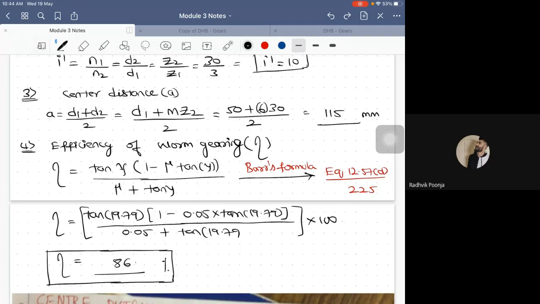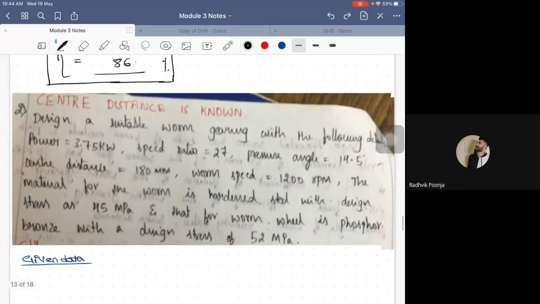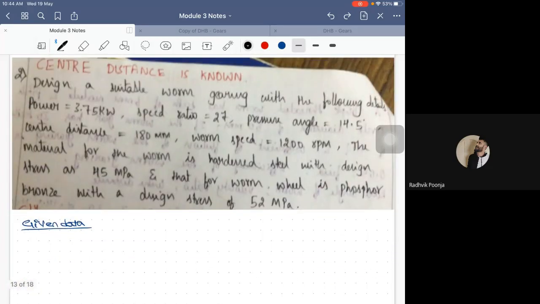Next, I told you there are two types of design-oriented problems in case of a worm design. The first one is where the center distance is known, and the second one is where the center distance is unknown. So we will take up a problem where the center distance is known, which is this. Just write the problem in your notes and write the given data. If you can analyze it, it would be very good. Just write the given data, we'll start the problem after a couple of minutes.